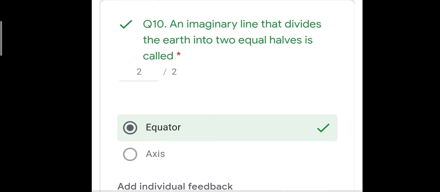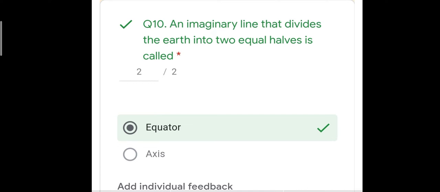Now the last question was, an imaginary line that divides the earth into two equal halves is called equator. So children, this is very easy, this is very common. You have read it in your previous class also, that the equator is an imaginary line that divides the earth into two equal halves, that is northern hemisphere and southern hemisphere. Whereas axis is an imaginary line on which the earth rotates.